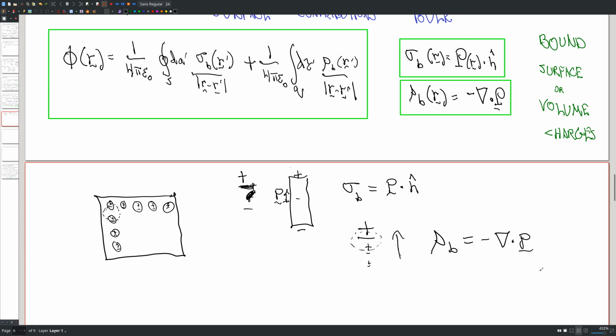So you can try to visualize what happens when you've got spatially varying polarization like that, and what that represents in terms of an equivalent uncompensated electrical charge. And then you'll come to this conclusion. But we've derived it mathematically with this.